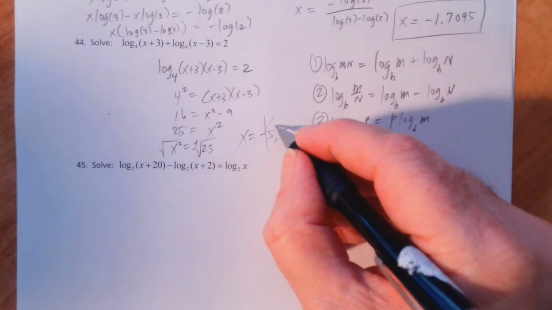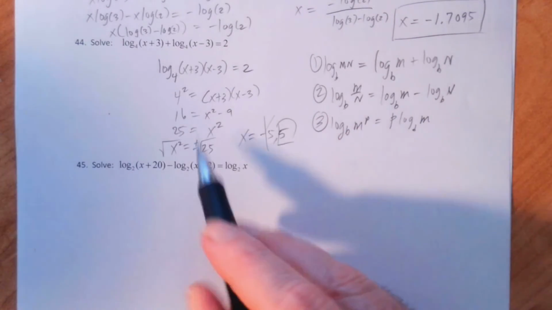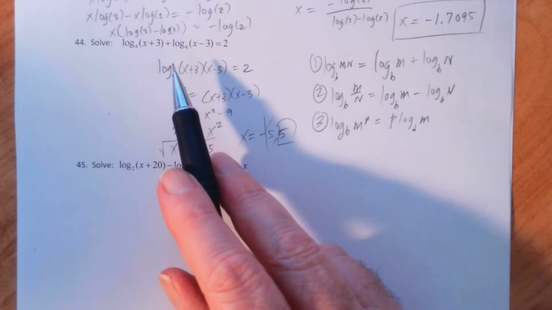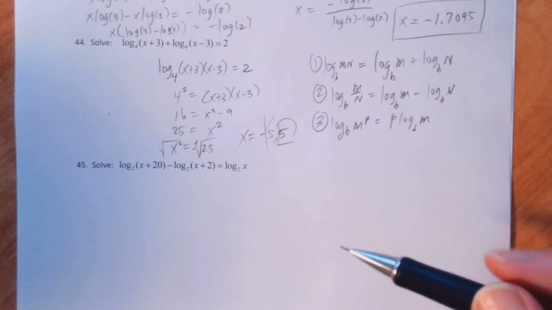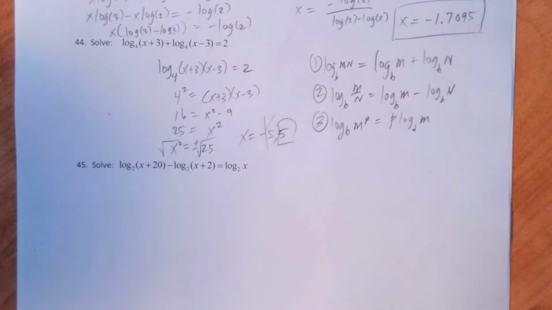And that's assuming you've done everything right. You can check these, but you've got to really understand your logarithms to do that. The main thing is to make sure that you're not taking the log of a negative. So let's look at 45. Now if you haven't already tried it, you should try it and then watch the video.